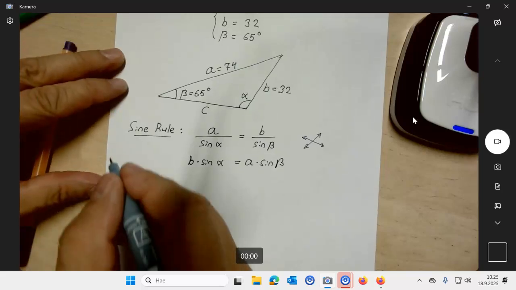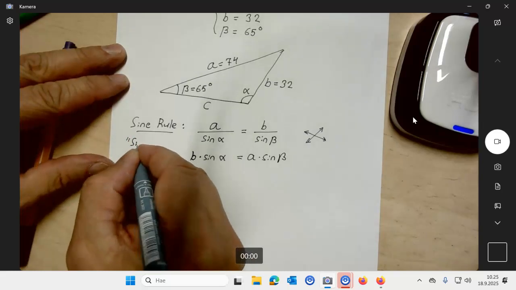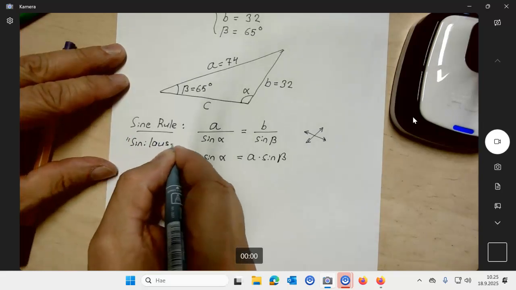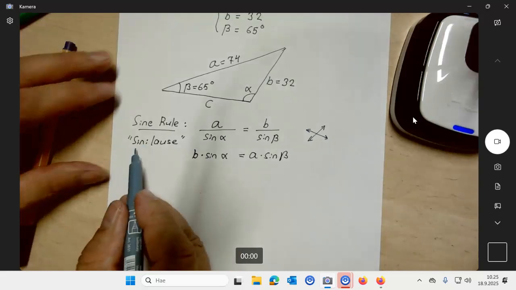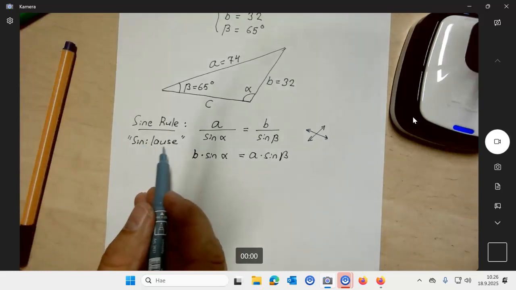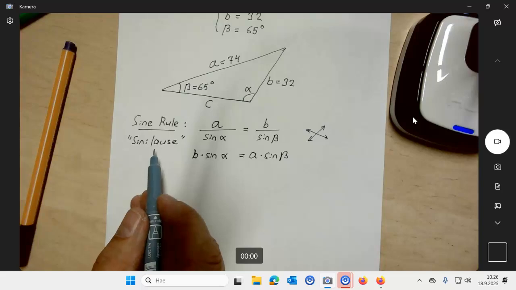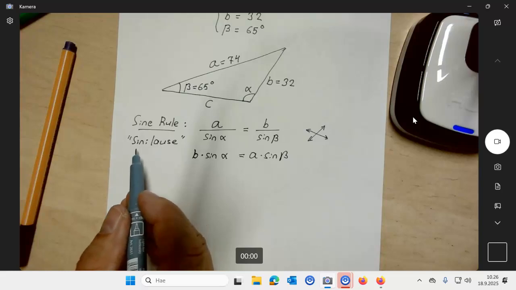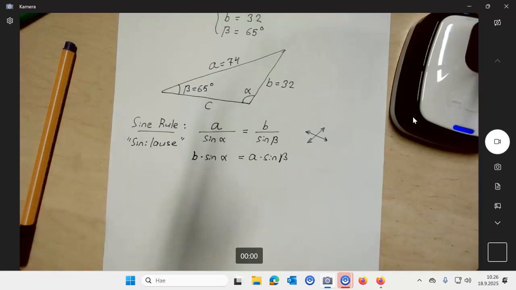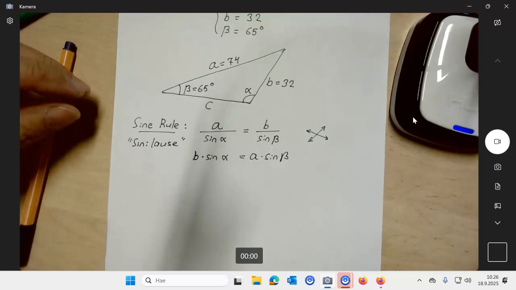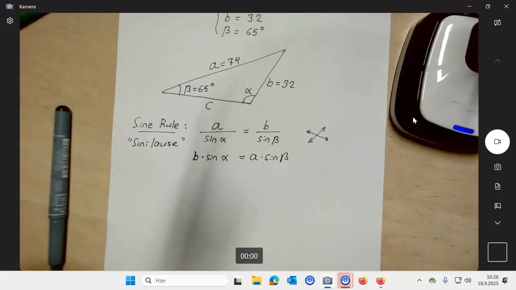In Finnish, by the way, sine rule is sinilause. This lause in mathematics is theorem. So this is sine theorem in Finnish. And then we want to find out what is the alpha, so we divide by B.